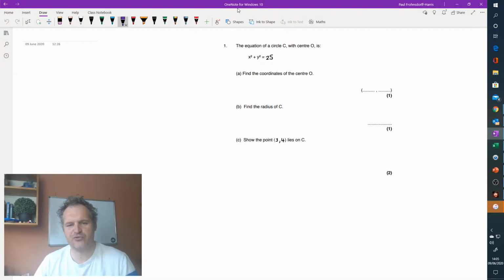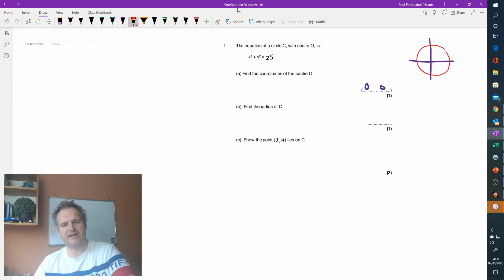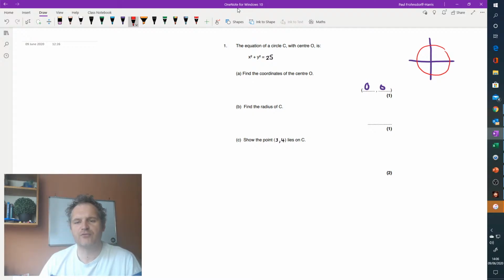The equation of a circle C with a centre O is x squared plus y squared equals 25. This tells us from what I've just said that we've got the centre of the circle. There are no brackets with the x. There's no x minus or x plus or y minus y plus. Therefore, we know it's at 0, 0. The circle itself is around 0, 0 if there's nothing as a bracket going on. Then, the radius is going to be the square root of the 25. So the square root of 25 is 5. Therefore, that's why that's 5.